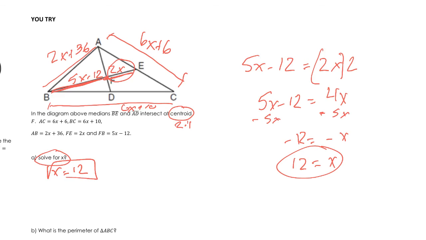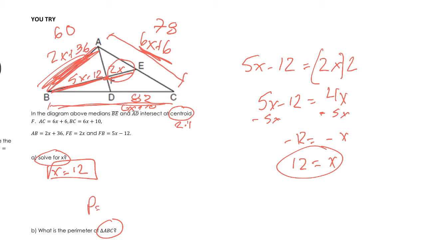Answer the first part of the question. What is the perimeter of triangle ABC? Well, I got all the sides, so I just got to substitute in my x. 6 times 12 is 72. I'm looking here, sorry. 6 times 12 is 72. 72 plus 6 is 78. I'm going to plug it in over here. 2 times 12 is 24. 24 plus 36 is 60. And the bottom side, 6 times 12 is 72 plus 10 is 82.